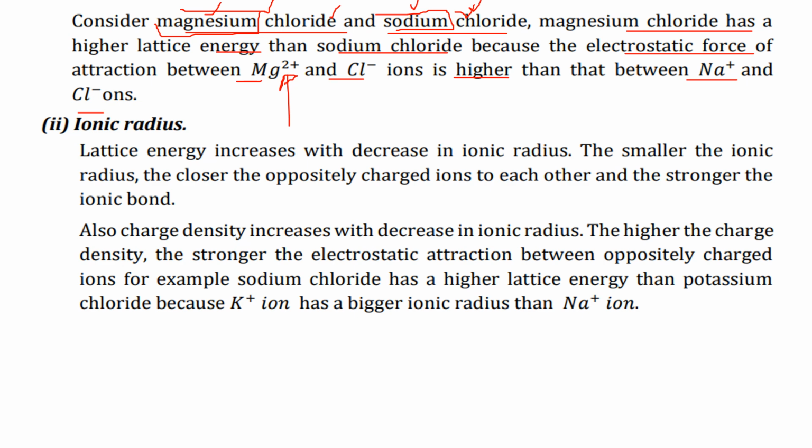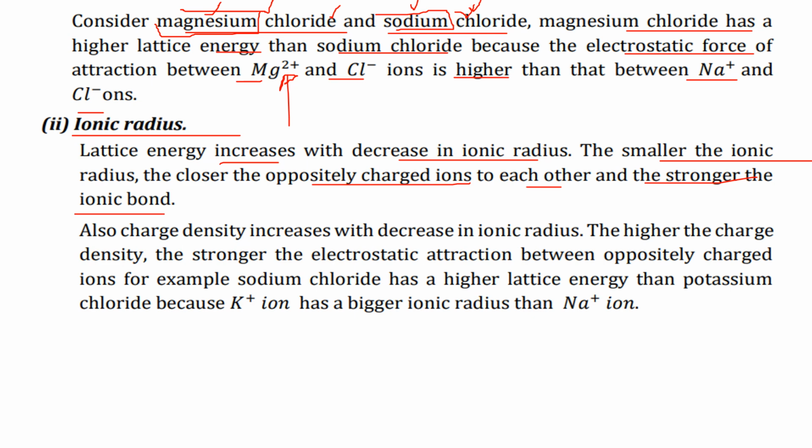So let's look at another factor, which is ionic radius. Under ionic radius, lattice energy increases with a decrease in ionic radius. The reason for that is, the smaller the ionic radius, the closer the oppositely charged ions are to each other, and therefore the stronger the ionic bond.